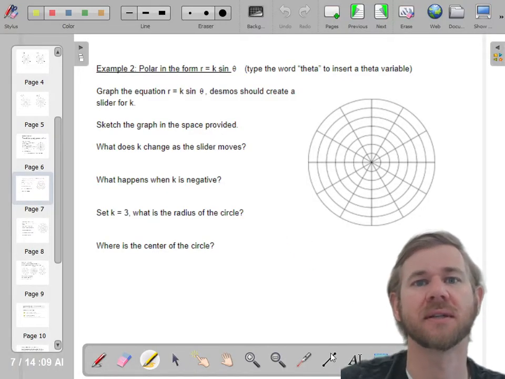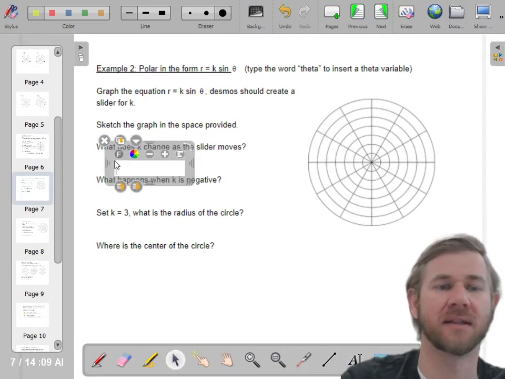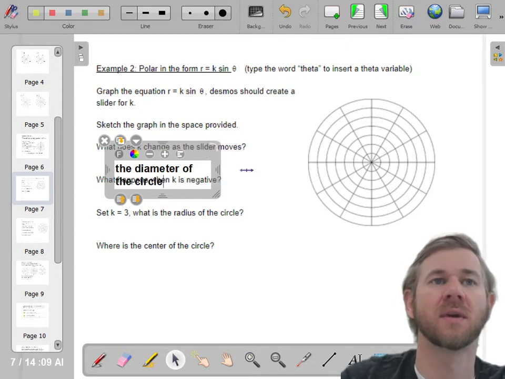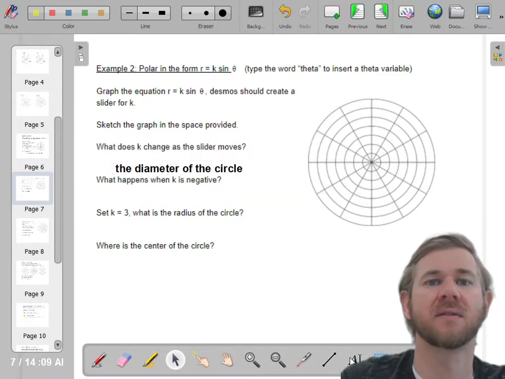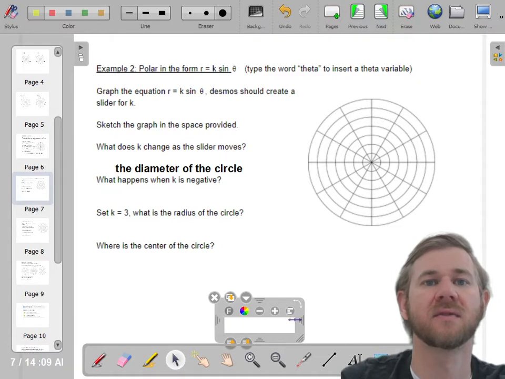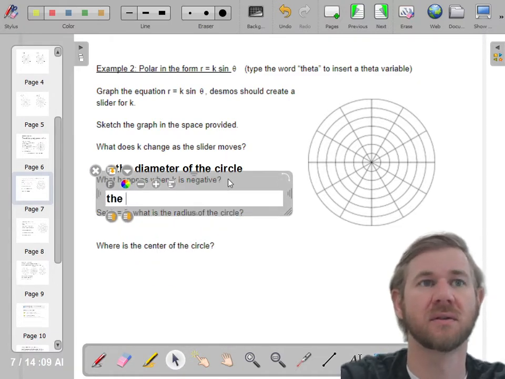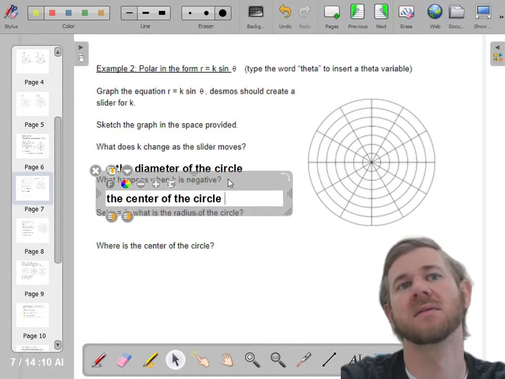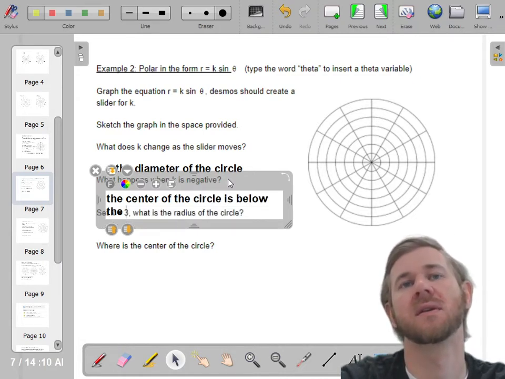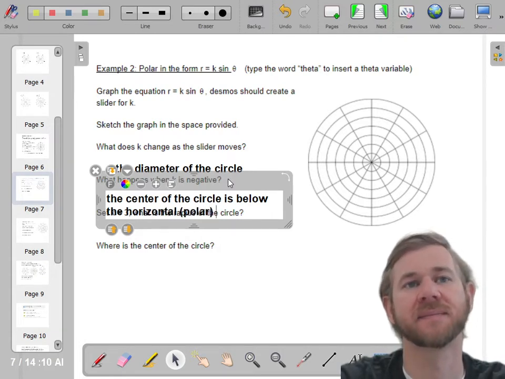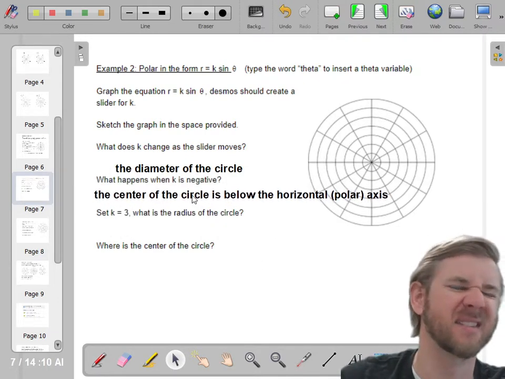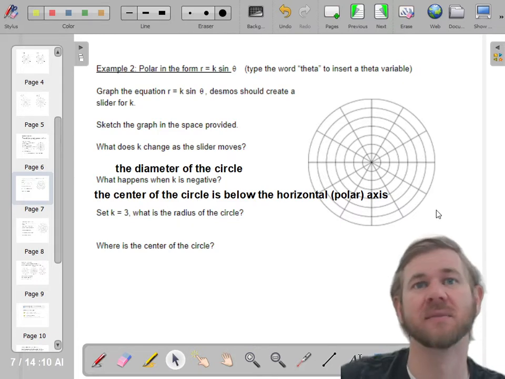So what's the question? How does k change the diameter of the circle? And what happens when k is negative? Let's see, when k is negative, the circle is below the horizontal. In polar, we call it the polar axis. So I'm trying to use those words instead of saying y-axis, because it's not really the y-axis. We don't have a y-axis on the polar graph.